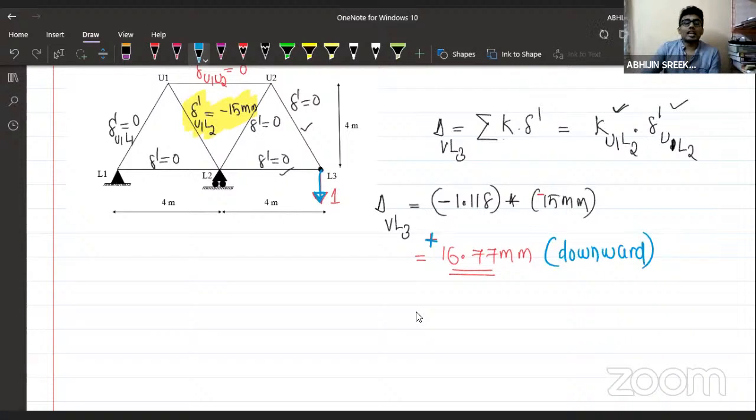Right. So this is how we will be calculating the displacement at various joints in a truss. Clear? Any doubts?